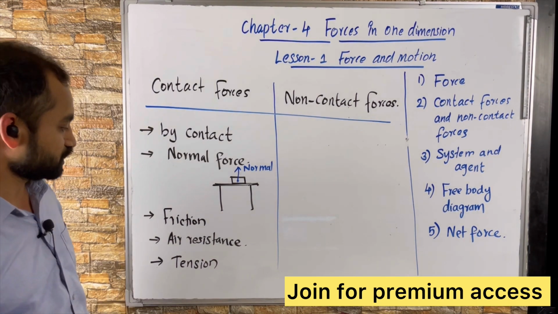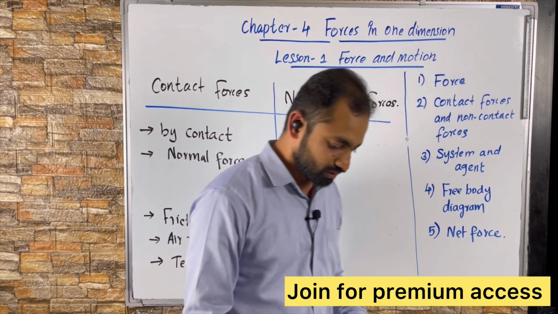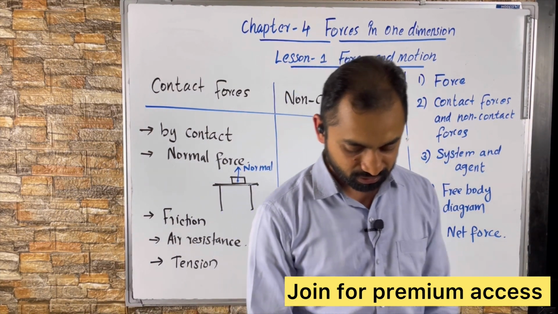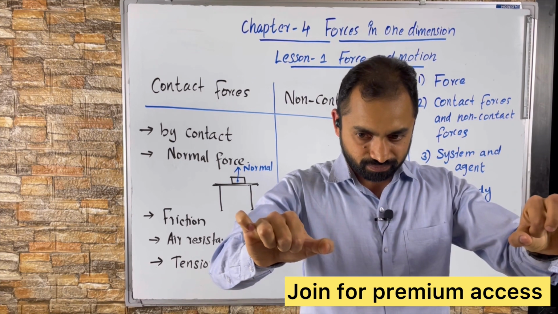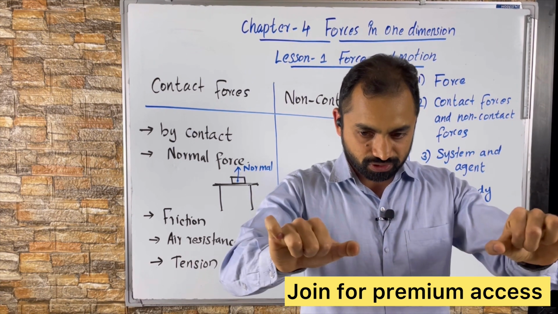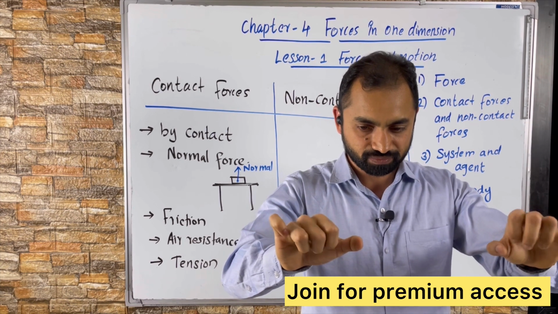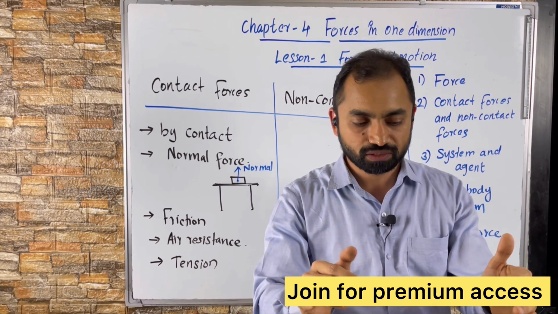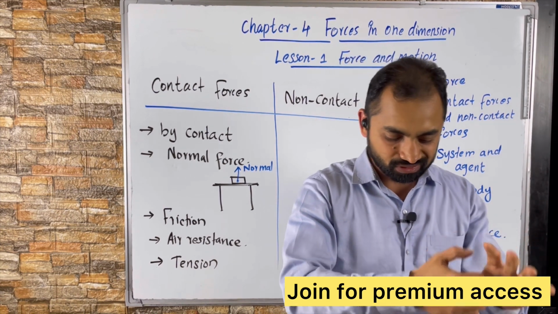Okay. Then another example for a contact force is tension. Tension force is also an example for contact force. Tension force means, for example, if there is a rubber band and I stretch it, there will be tension, right? Tension will be acting. The stretched rubber band will be applying a force on my hand. That force is called tension force.